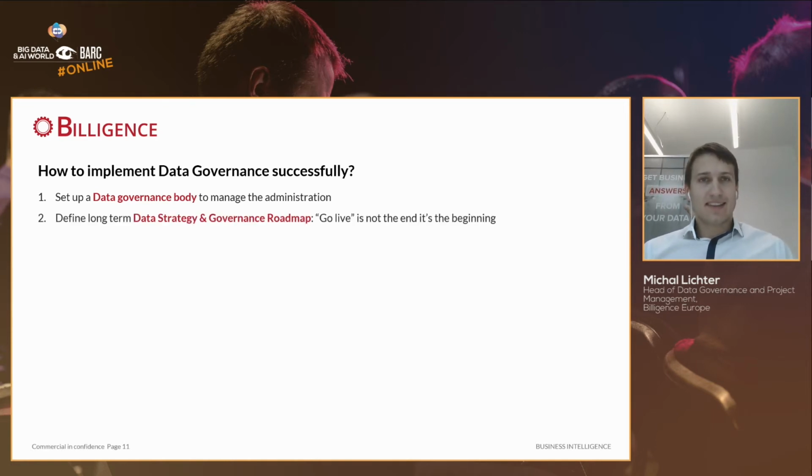Okay, the second point is about defining a long-term data strategy and governance roadmap. So at the beginning, start from an assessment of the current state. At the beginning of your data governance journey, define what the pain points of the company are, like what do we want to achieve? Do we want to sort out accesses to data or data quality, or do we want to let people search for data?